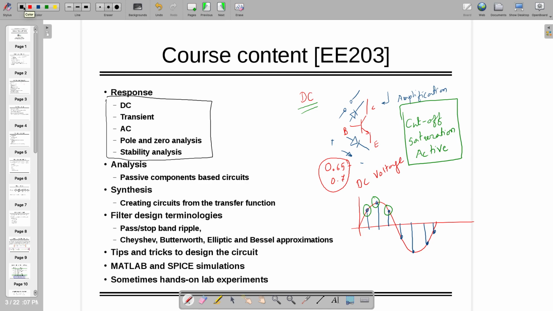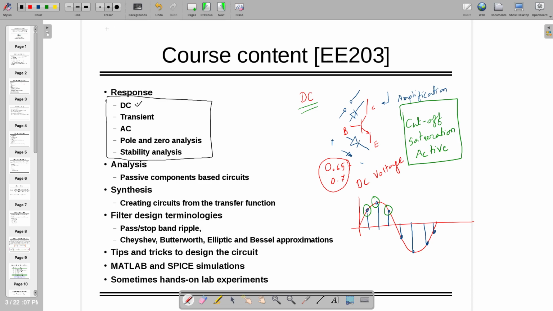Just to know which particular region it's working in, you have to do DC analysis. So Nikita, next time please come on time. Nikita and Mahima, right? So DC analysis is very important in that case. I believe you must have done DC somewhere.